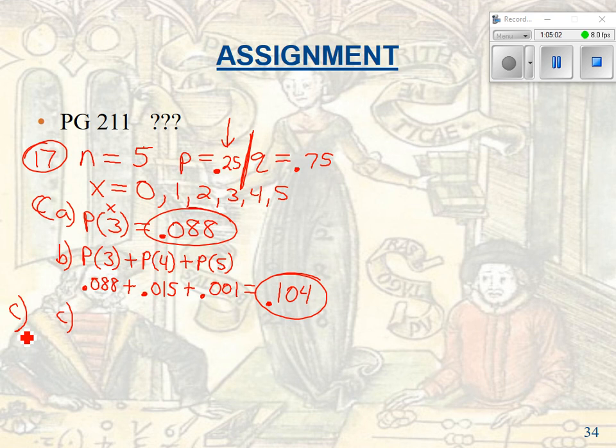Letter C, what's letter C say? Okay. Letter C says less than 3 answers correct. So we want probability less than 3. There was an extra C in there, so it got in my way. If we want probability less than 3, what numbers are that? 0, 1, 2.